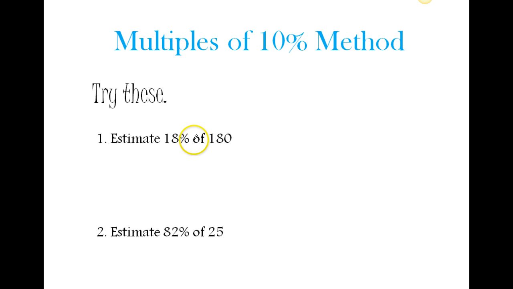Alright, so 18% of 180. I'm going to first find my 10%. 10% of 180. To find 10%, decimal point's right there. Move it back to the left one place, and I get 18.0, or 18.